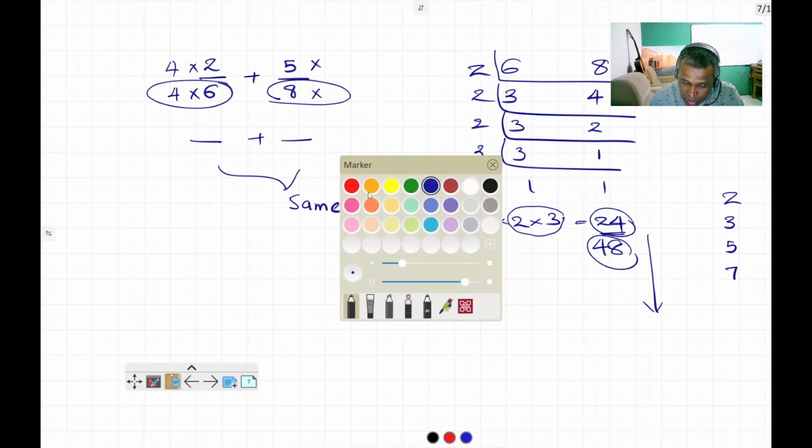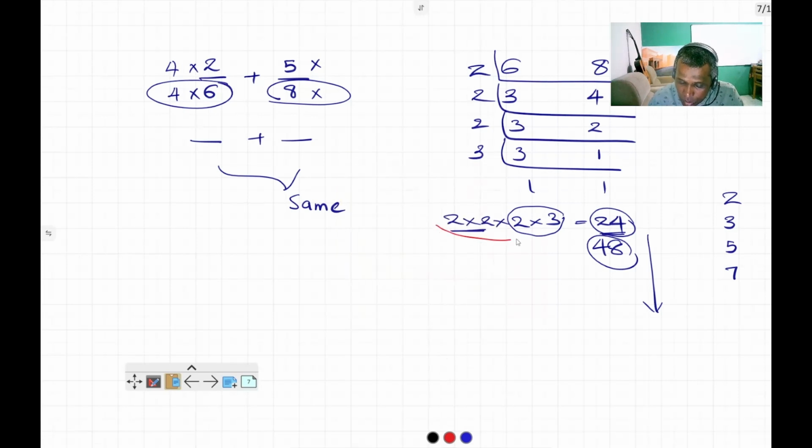I will take another color and mark it. 8 is coming this way. This is 8. 2 times 2 times 2 is 8. What is remaining? 3 is remaining. That means you want to multiply this one by 3. So the bottom denominator you are getting is 24. You are also getting 24 now. Next, the numerator is getting 8 here, and the numerator is getting 15.